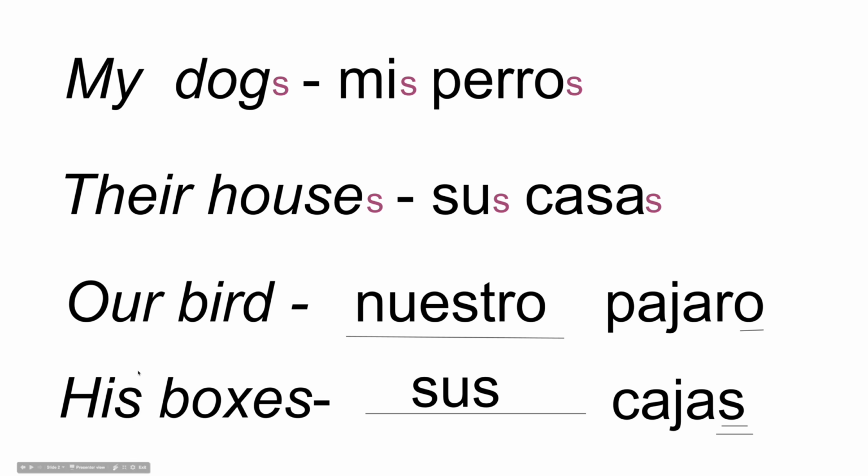You do have to memorize the mi and the tu and the su, nuestro and su. Then you just have to practice using them as singular or plural. And when it comes to our, nuestro, nuestra, nuestros, nuestras. Okay? All right, keep practicing these, and we'll do some written work to make sure you have a little more practice on them.